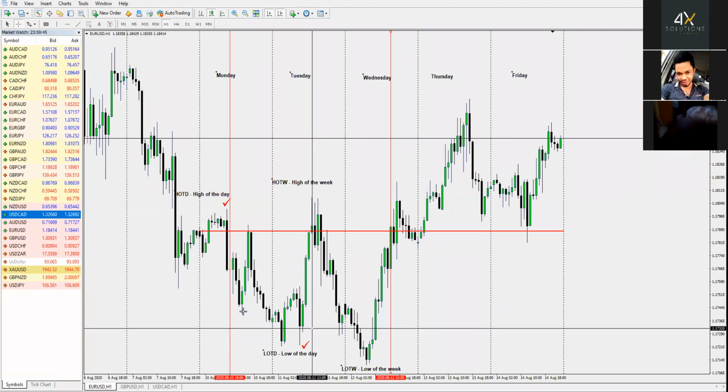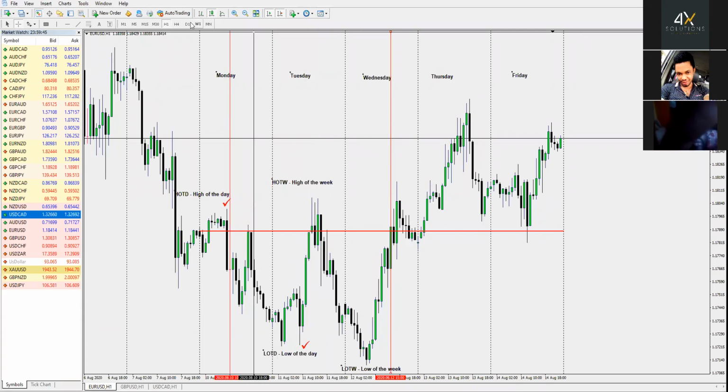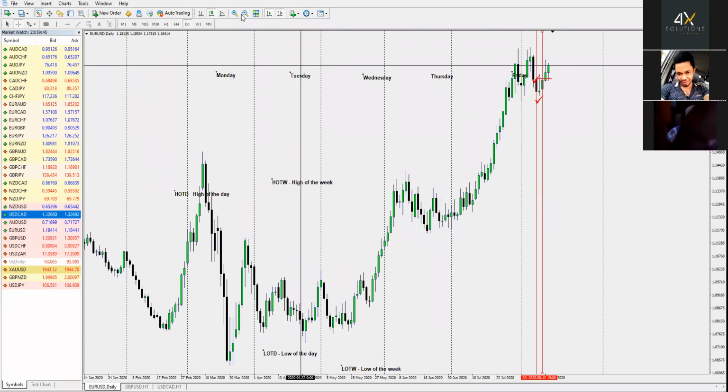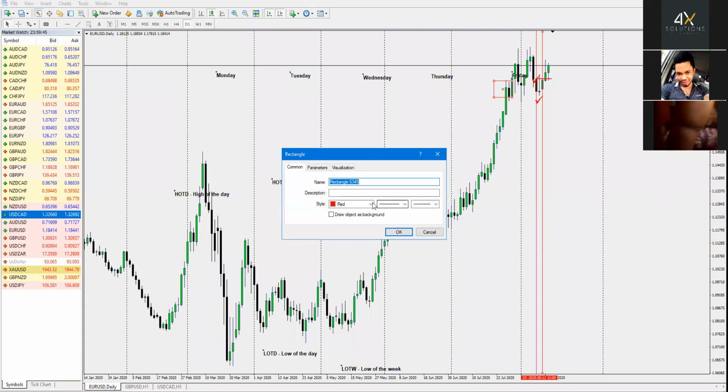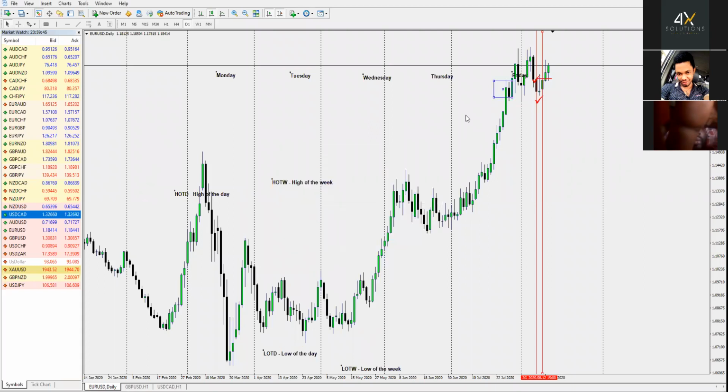Okay, and to help you determine that, you will need to have marked up your chart. So if you look at EU here, I'm going to mark up this order block over here, which is a daily bullish order block. Okay, so this is a daily bullish order block over here.